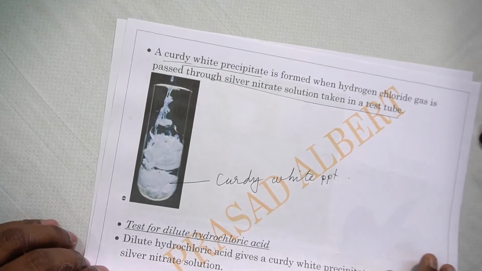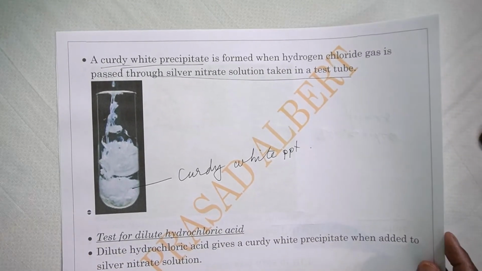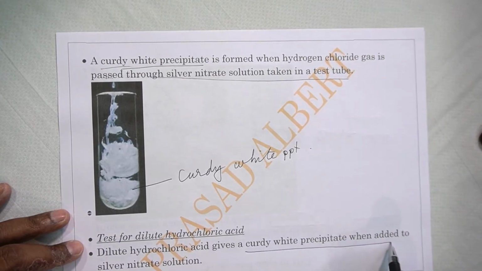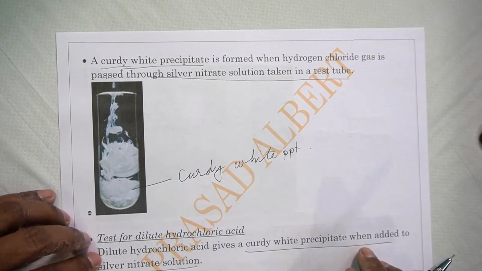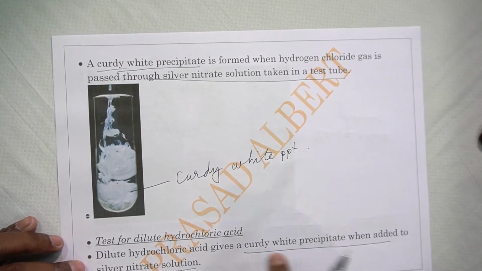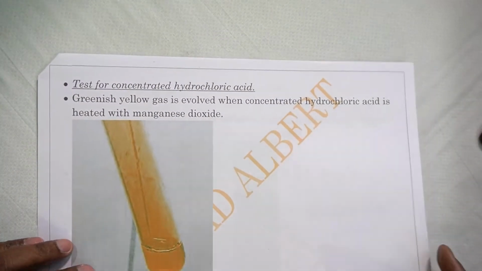Now the next is test for dilute hydrochloric acid. Dilute hydrochloric acid is an aqueous solution of hydrogen chloride. It gives curdy white precipitate when added to silver nitrate. Dilute hydrochloric acid can be poured into silver nitrate solution. Again you get the same curdy white precipitate. That is a test for dilute hydrochloric acid.